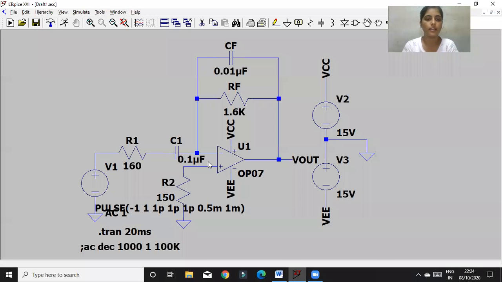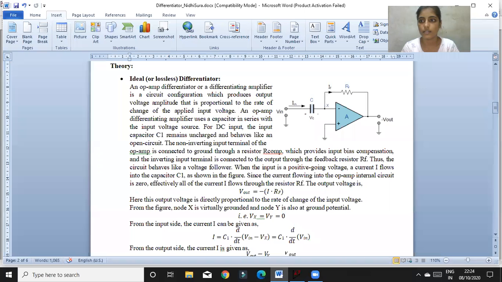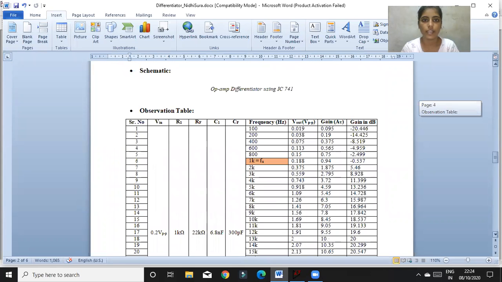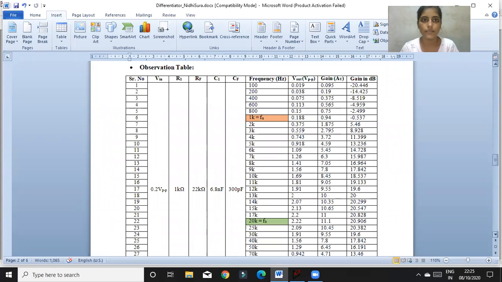So this is my differentiator, and I also calculate another frequency where my FA is 1 volt. I get the output 0.188.